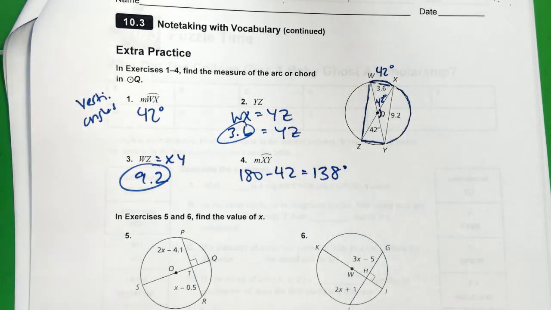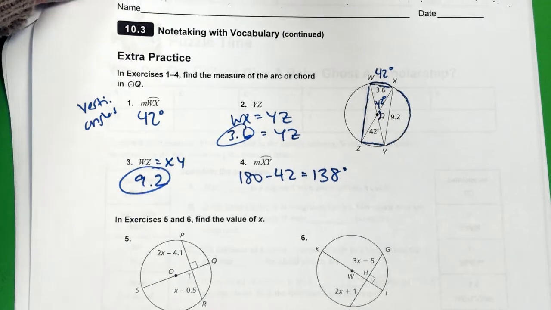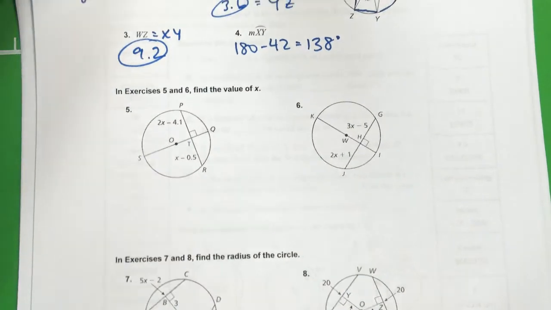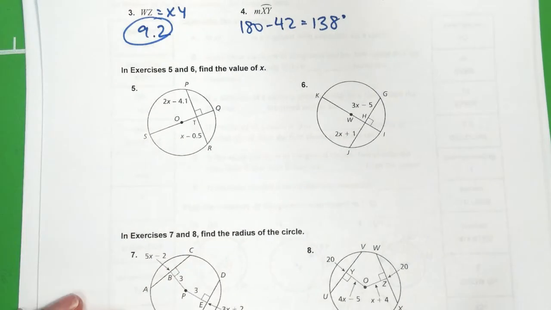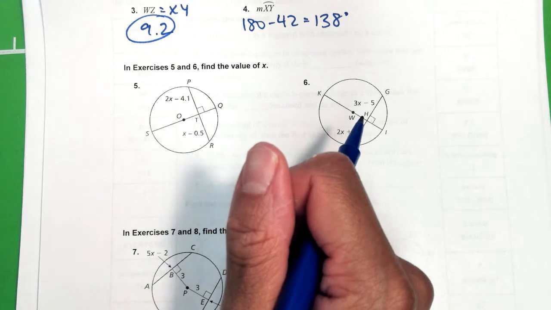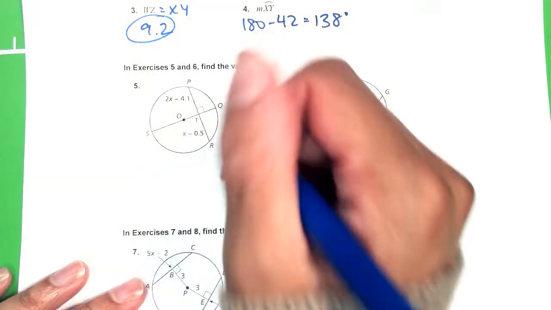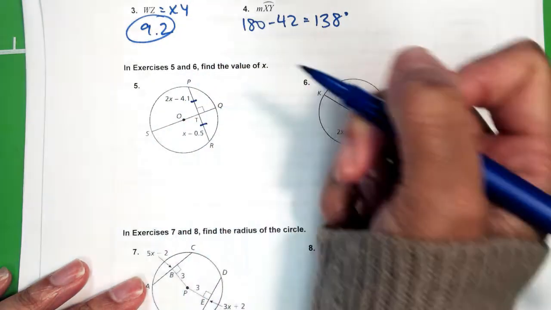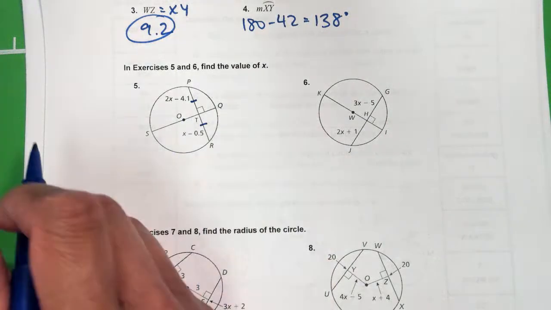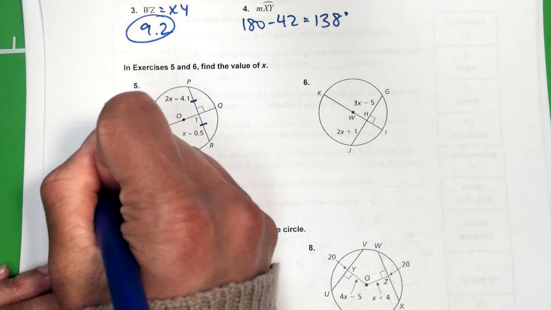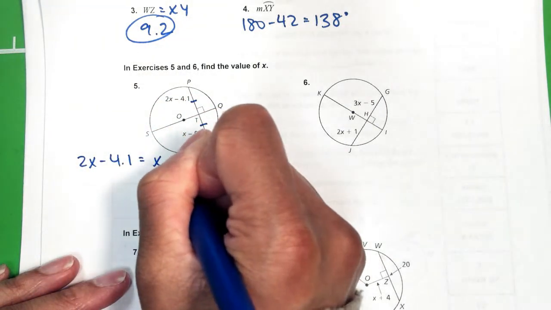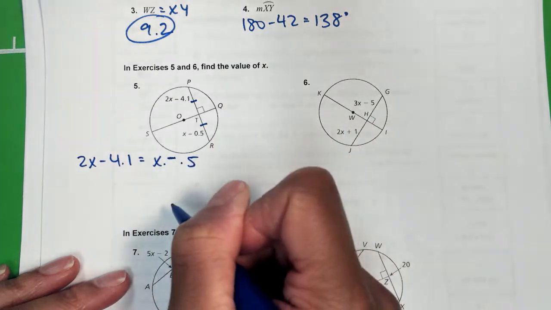All right, so I'm going through these kind of fast just due to time. So we're going to move on to number 5. Number 5, we're using the perpendicular chord bisector theorem. And so we know that these two chords are going to be congruent to each other. So all I have to do is set my two equations equal to each other. So I have 2x minus 4.1 equal to x minus 0.5.